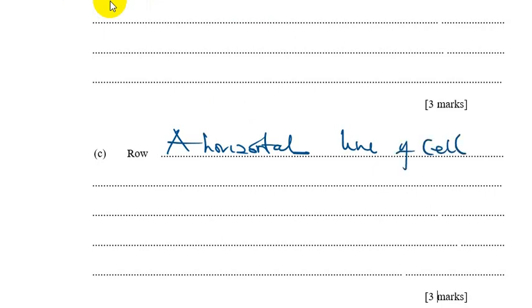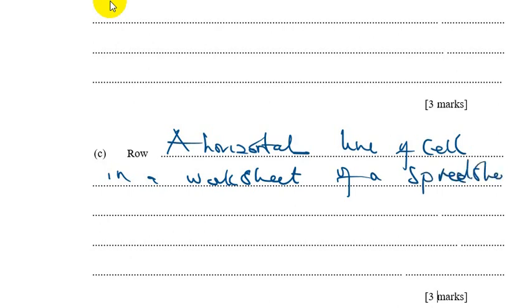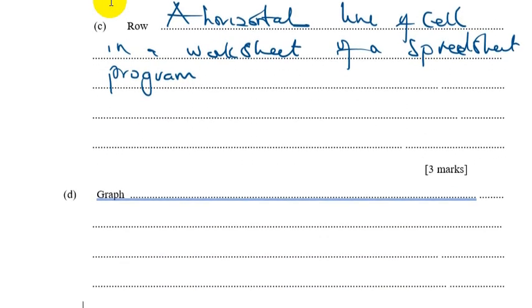Now the row is also the same thing, but you say it's horizontal because the column was vertical, right? So a horizontal line of cells or boxes in a worksheet of a spreadsheet program. Okay, that is it.